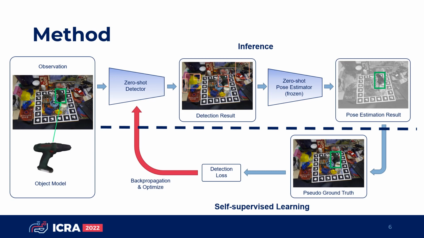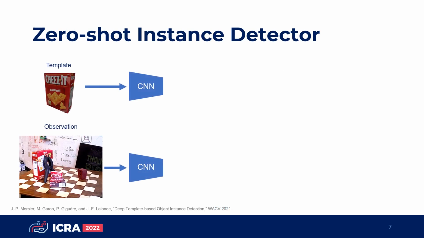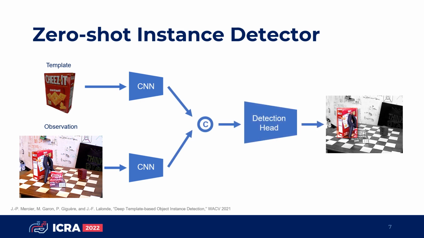For the zero-shot detector, we use the recently published algorithm DTOID. DTOID detects objects by first extracting features from both the object template images and the observation. It then convolves them to get similarity maps and detection bounding boxes. By changing the template used, we can change which objects are detected without retraining.